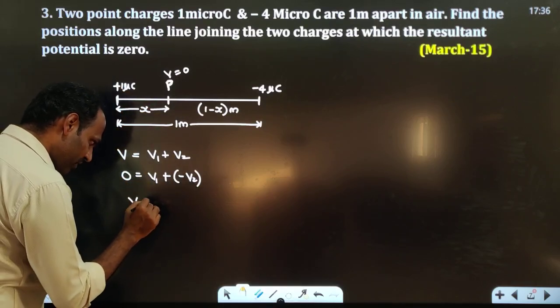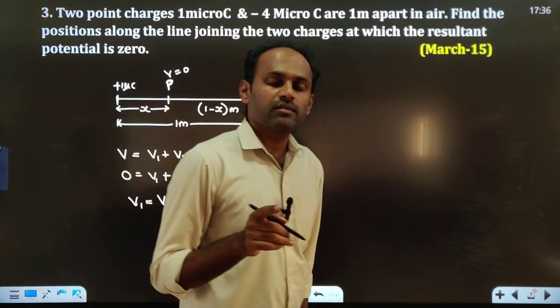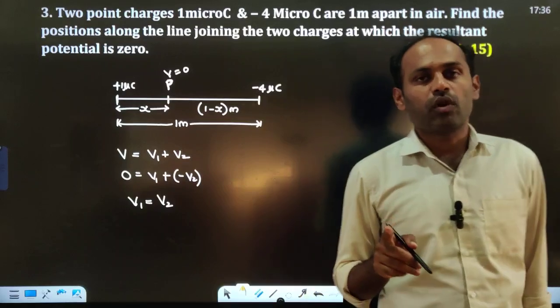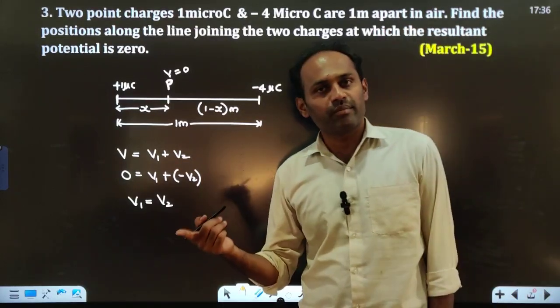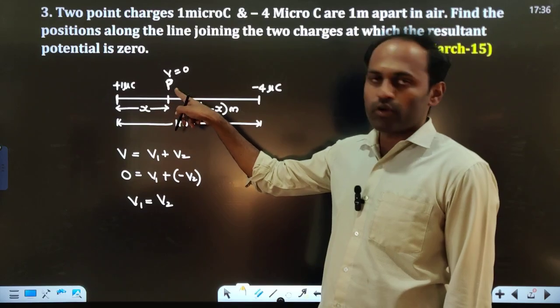What does it mean? It means that V1 will be equal to V2. So remember, if there is a system of two charges, at a point where the net potential is 0, at that point potential due to both the charges will be the same. It means you can directly take V1 is equal to V2 at that 0 potential point.